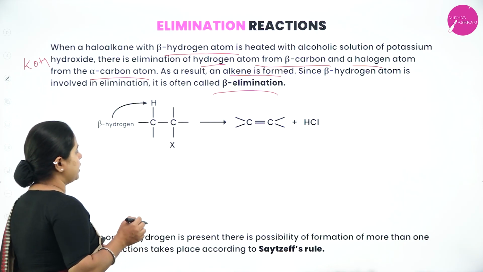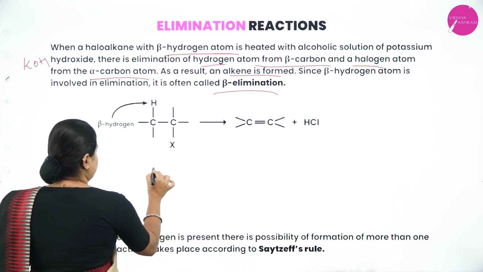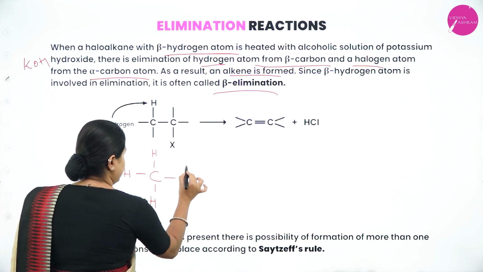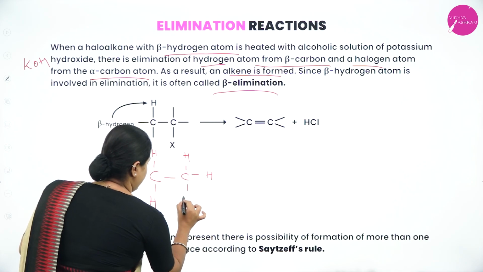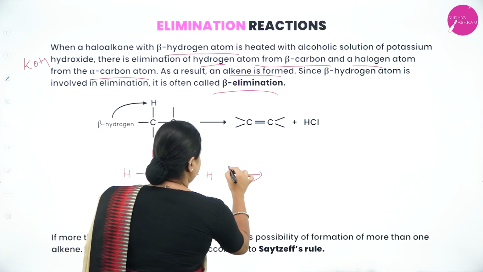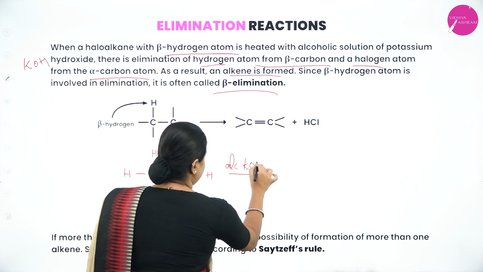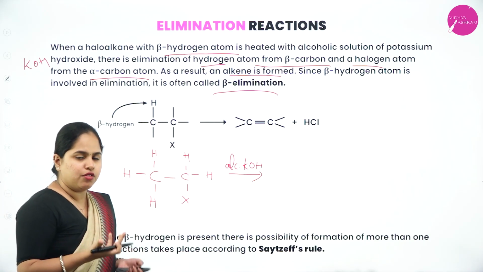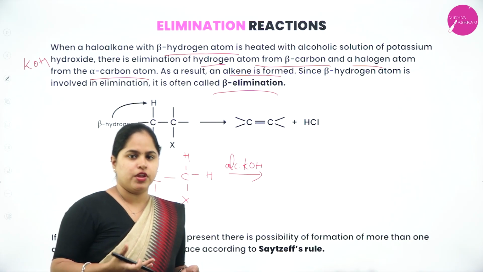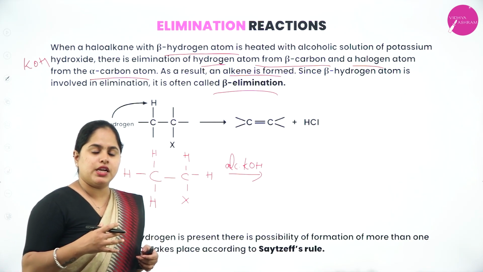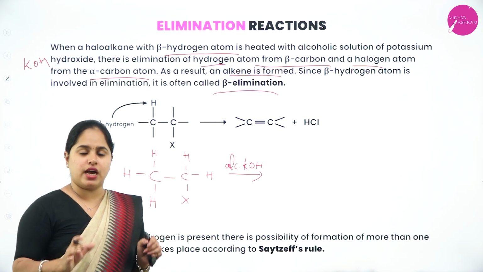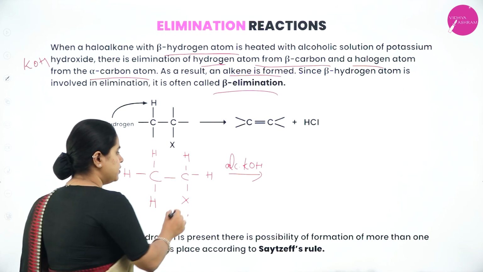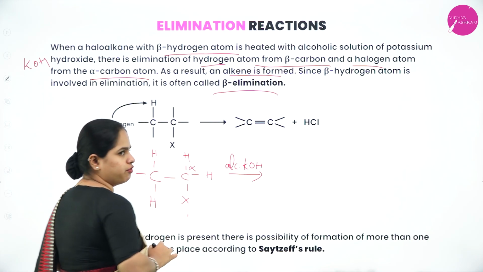So let's take an example and understand this. So let's write CH3, CH2, and you have a halogen. In presence of alcoholic KOH, what did we just say? Beta elimination will take place. So what is the alpha and what is the beta carbon atom? The alpha carbon atom is the carbon atom to which the halogen atom is directly attached. So where is your halogen atom here? The halogen atom is present here, which is attached to this carbon. So this is your alpha carbon atom.